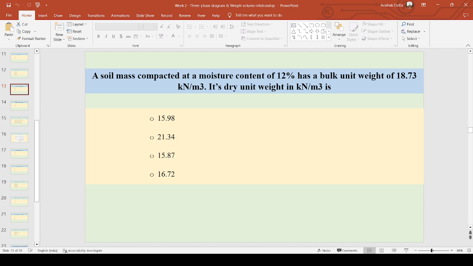I'll repeat the question once. A soil mass compacted at a moisture content of 12% has a bulk unit weight of 18.73 kilonewton per meter cube. Its dry unit weight in kilonewton per meter cube is. Your options are 15.98, 21.34, 15.87, 16.72. I'll go to the next question.